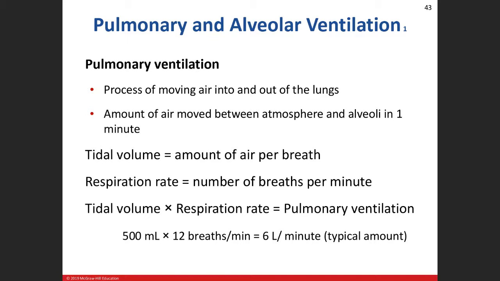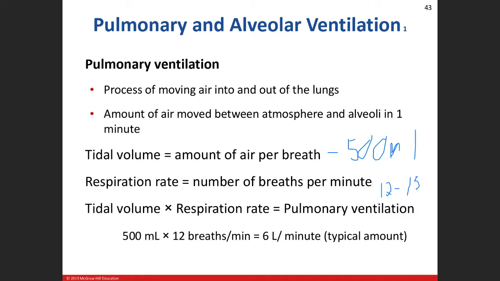Just like when we do heart rate, everything is based on 1 minute, 60 seconds. We already talked about tidal volume, which is the amount of air that you breathe in and breathe out. On average, that's about 500 milliliters. Then respiration rate is the number of breaths per minute, which is about 12 to 15.